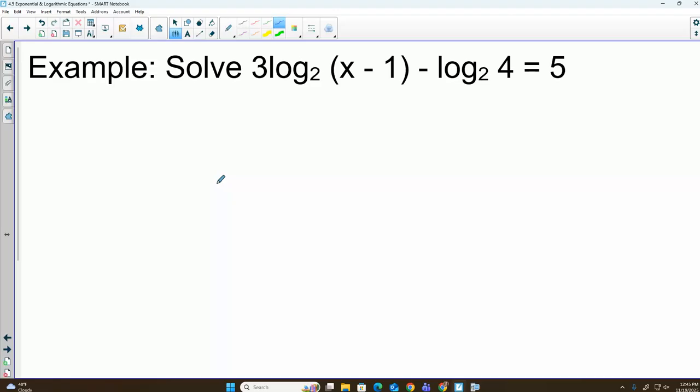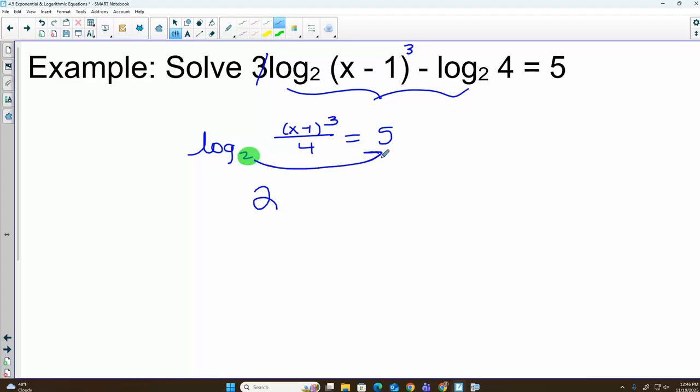Okay, what would I do with my 3? Then, if these logs are subtracted, how do we combine them? Divide. The x minus 1 cubed divided by 4 equals 5. You have a log on one side, so how do we get rid of it? Change it to exponential. You have to know how to do that. You always start with the base. So that's the base of your exponential. Go across the equal sign. So 2 to the 5th power is equal to x minus 1 cubed over 4.